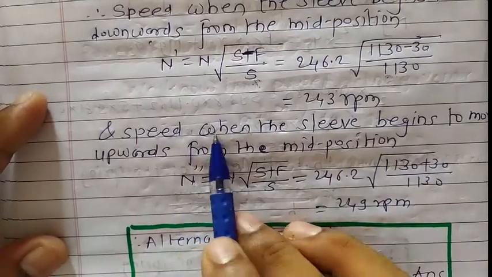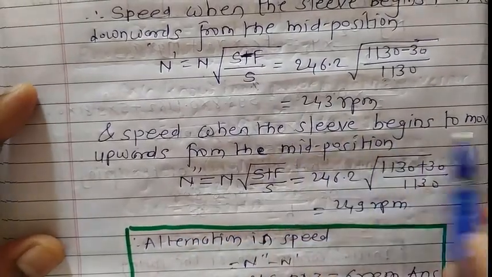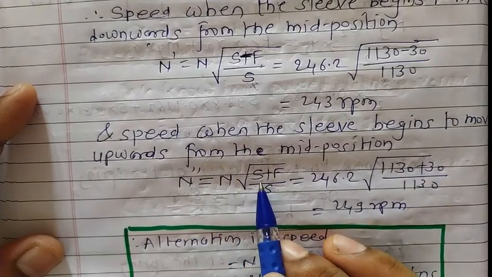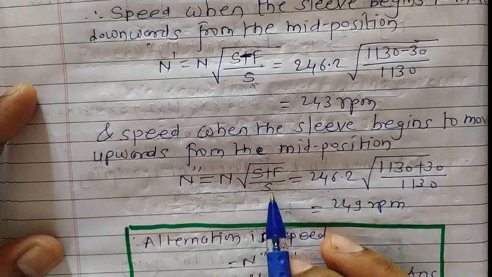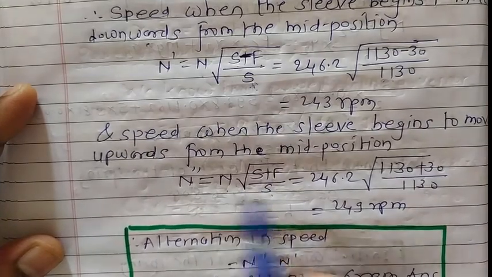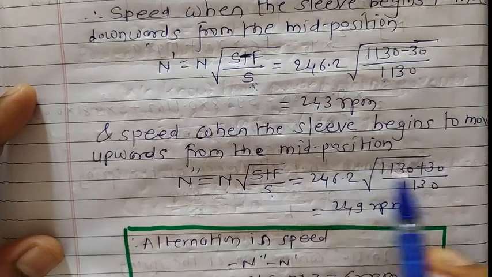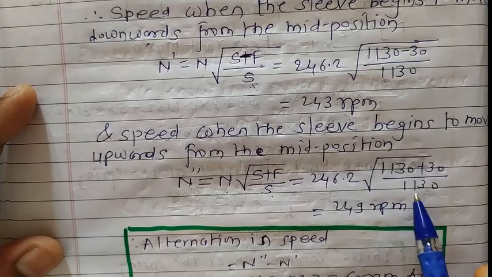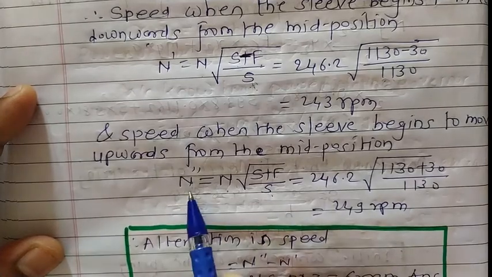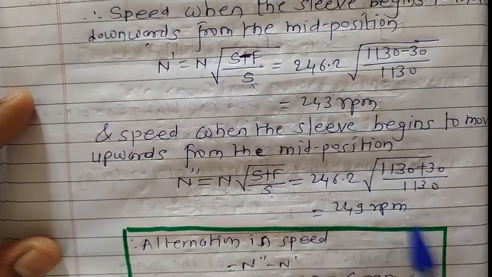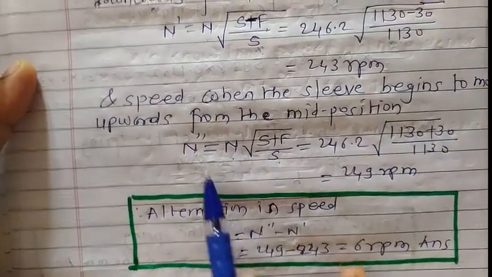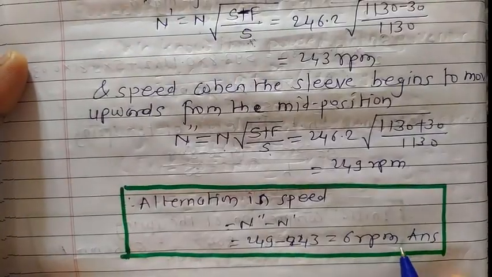Similarly, the speed when the sleeve begins to move upward from the mid position, that is n double dash, is n into square root of s plus f divided by s. The value of n is 246.2, s is 1130, f is 30 and s is once again 1130, and we get n double dash as 249 rpm. So the alteration in speed is the difference between n double dash and n, which is 6 rpm.